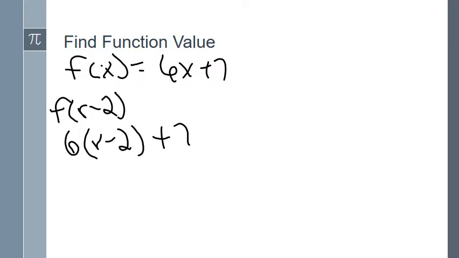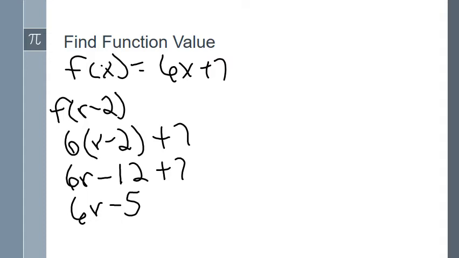Well, if you remember back now, we've got distributive property. And so I'm going to distribute this 6 over the r minus 2. And so I'm going to have 6r minus 12. Don't forget now, I've got to distribute the 6 to both terms inside that parentheses. 6r minus 12 plus 7. Okay, well, I can still combine like terms. I've got this minus 12 plus 7, and so I can come in here with 6r minus 5. Are you picking up what I'm putting down? I know you are.